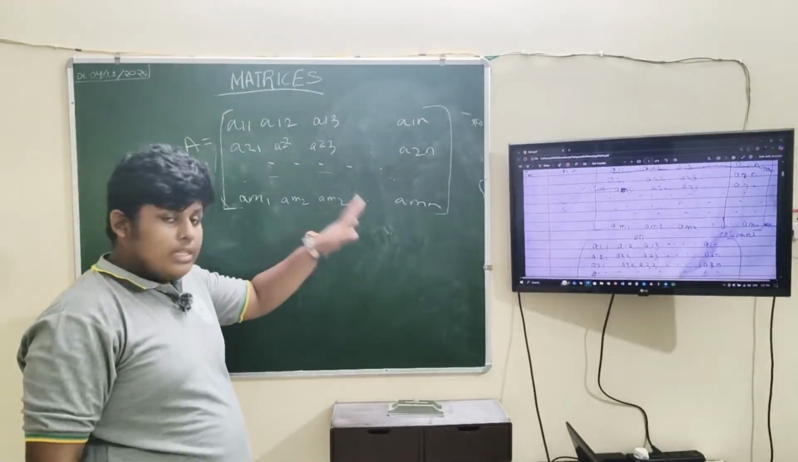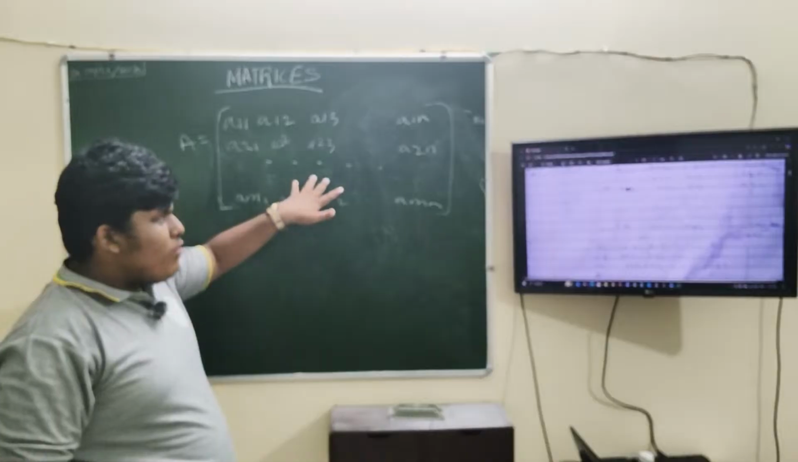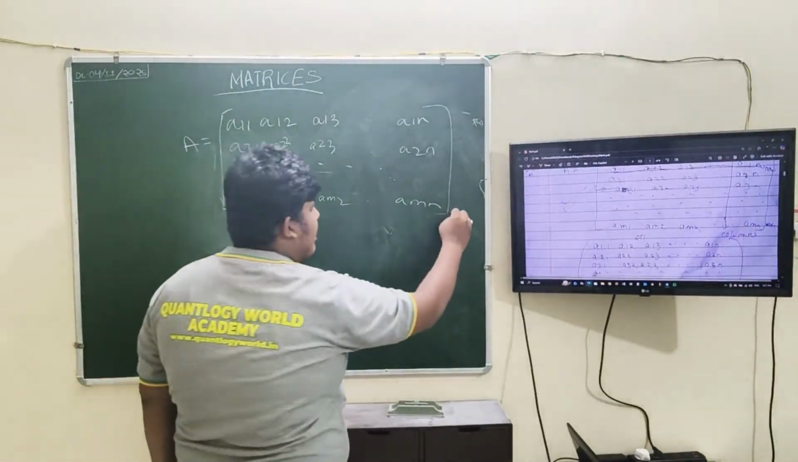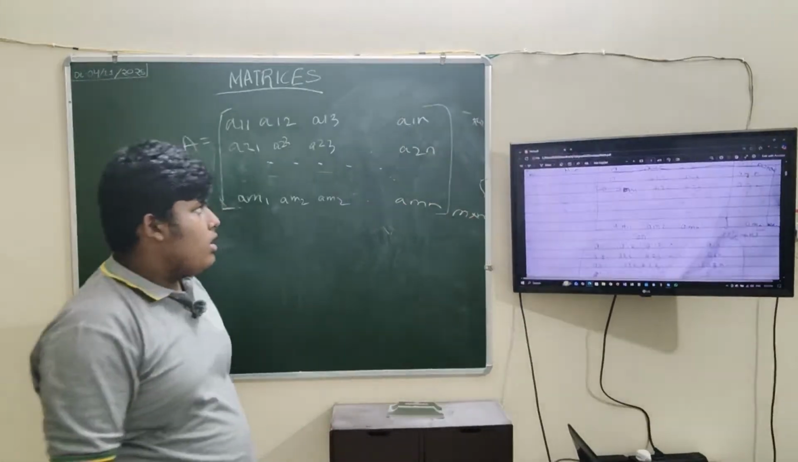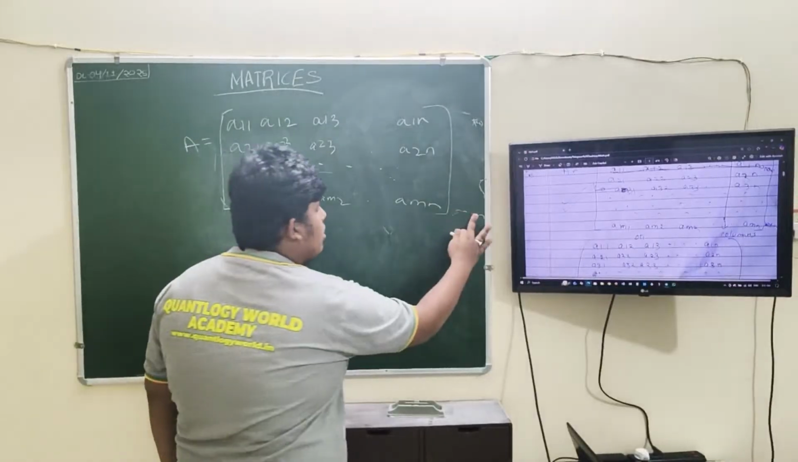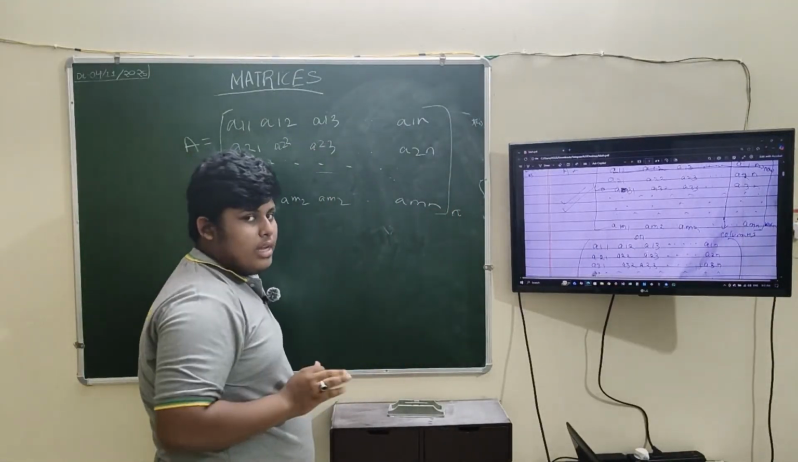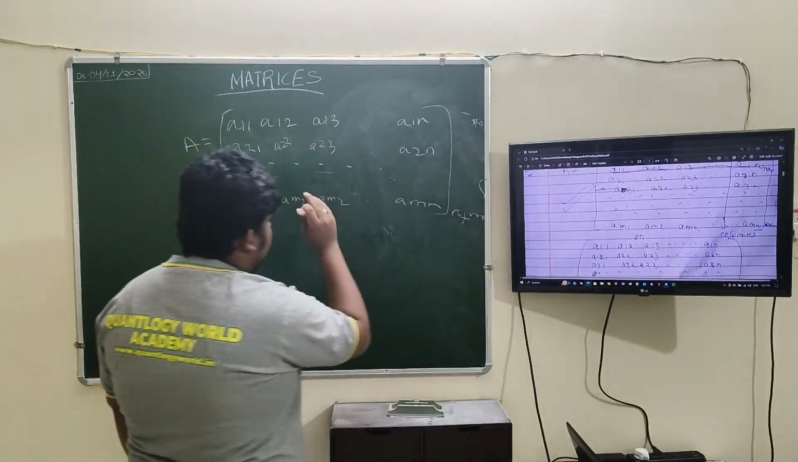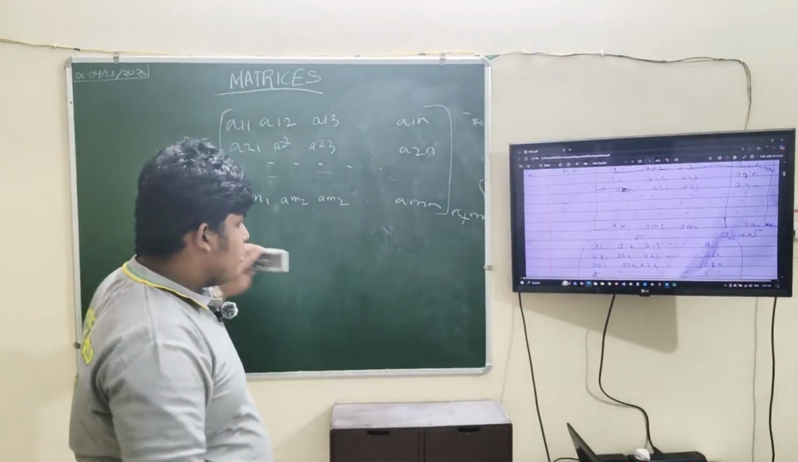So this is the basic general form of matrix. Matrices are written in this form. Here the number of rows and number of columns are not defined, so the order of matrix we can write as n cross m. N is the number of rows and m is the number of columns. As they are not defined, we can write it like this.